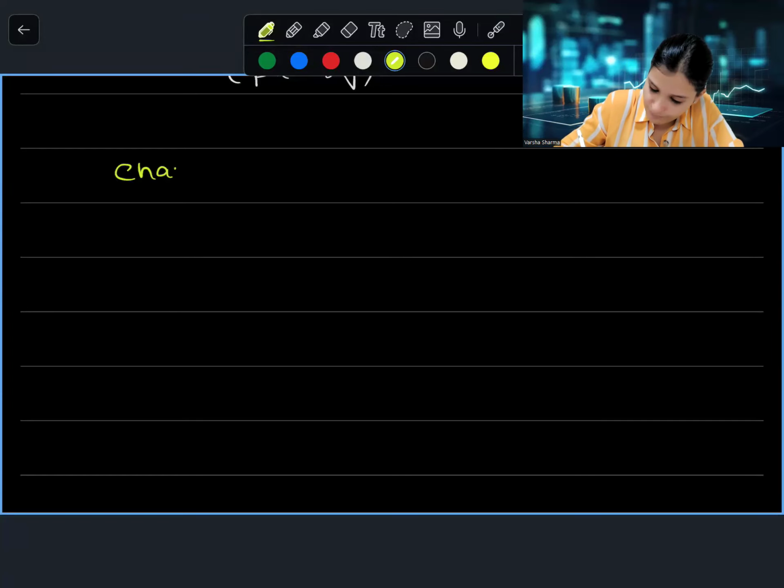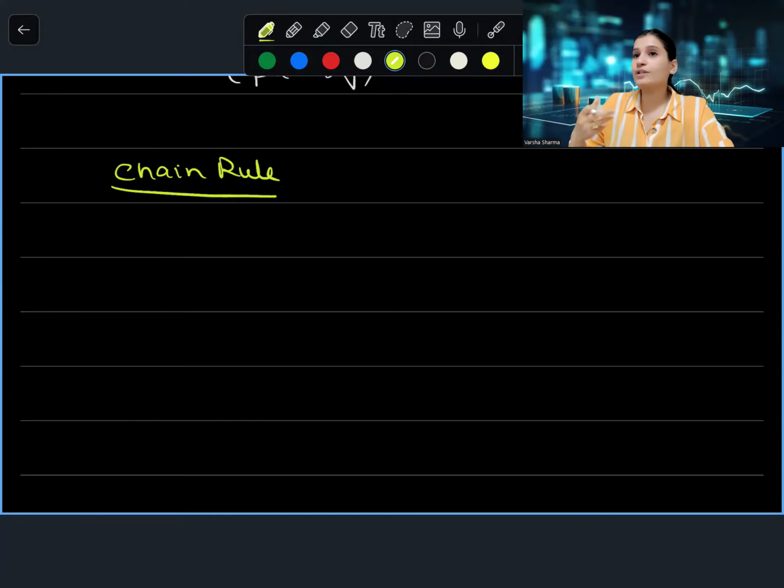Now we'll do the most important rule, chain. Now, like product rule and quotient rule, this is not a particular formula. It's a concept. For example, d/dx of root x, what's the formula of root x? What's the differentiation of root x? 1 by 2 root x.